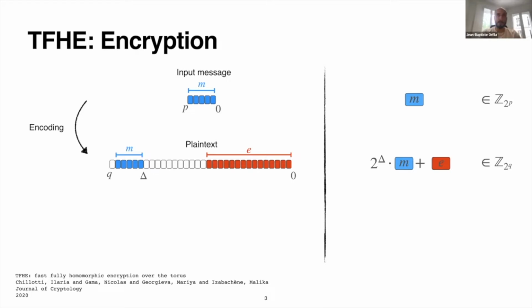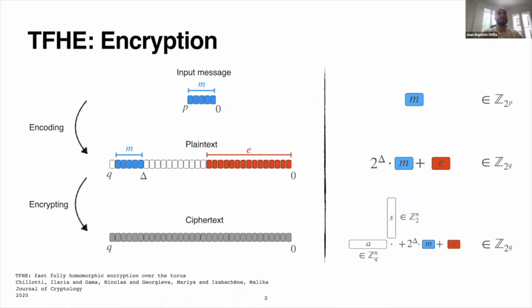And this is quite convenient to work with our current laptops, for instance, or the current processors. We are working over 32 or 64 bits. So the first idea would be to take this message and to put it into the most significant bits. So this is shifted by delta, basically. And then we also add some error. So the error is required for security reasons. And then this gives us the encoding of the input messages.